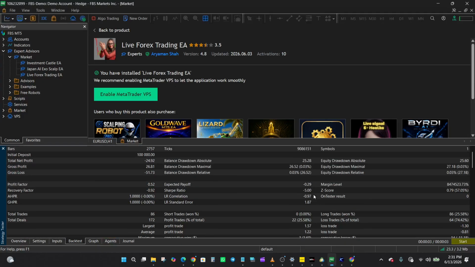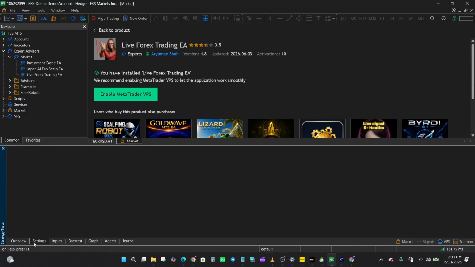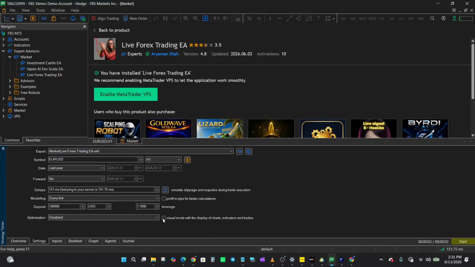But I can also see that the drawdown is pretty low, right? As you can see, the balance drawdown maximal is just 0.03%. Equity drawdown as well, maximal 0.03%. Okay, now let us turn on the visual so that we can see the EA in action.